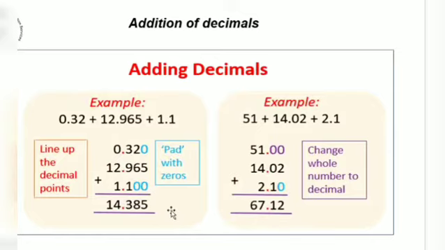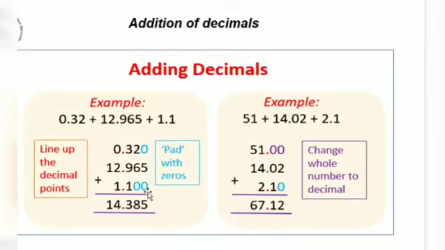So all the numbers are different. Yes, you can add more zeros to make it easy. You can add 0 here and 2 zeros here so that all these numbers have 3 digits after the decimal point. Now add the numbers.